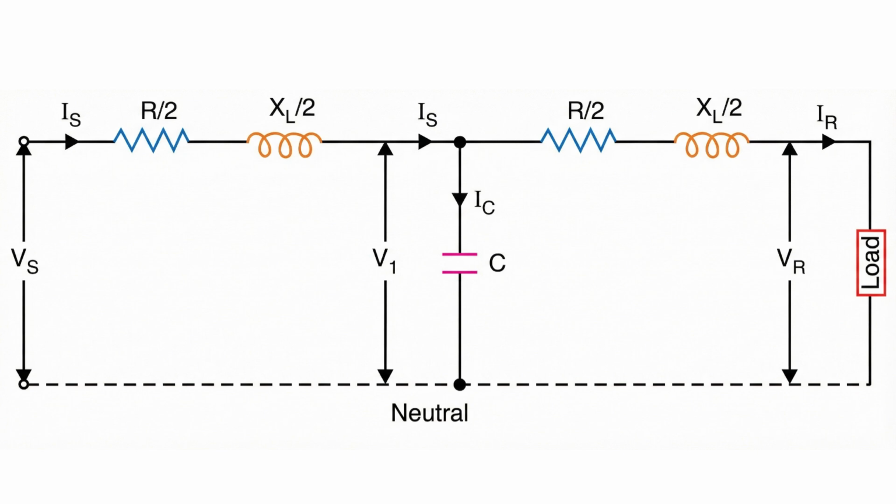From the sending end, you first encounter half resistance and half inductive reactance. Then at the center, you encounter the entire shunt capacitance. After that, again half resistance and half inductive reactance before reaching the receiving end. Because the capacitance is placed at the center, the full charging current flows over half of the line only.